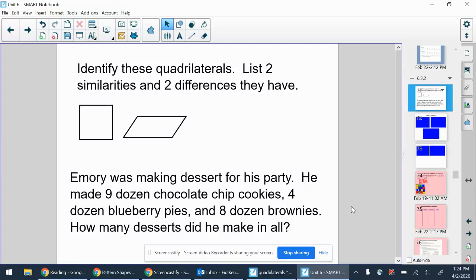So the first thing I want you to do is identify these two different quadrilaterals that I have here. Identify what this one is and then what this one is, and then list two similarities, so two things they have in common, and then list two differences they have, and be really specific when you're giving your differences. Don't just say a word like angles, explain to me how they're different, how the angles are different, okay?